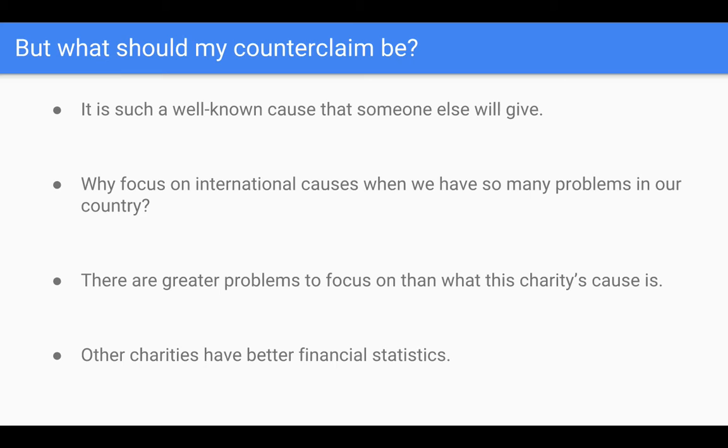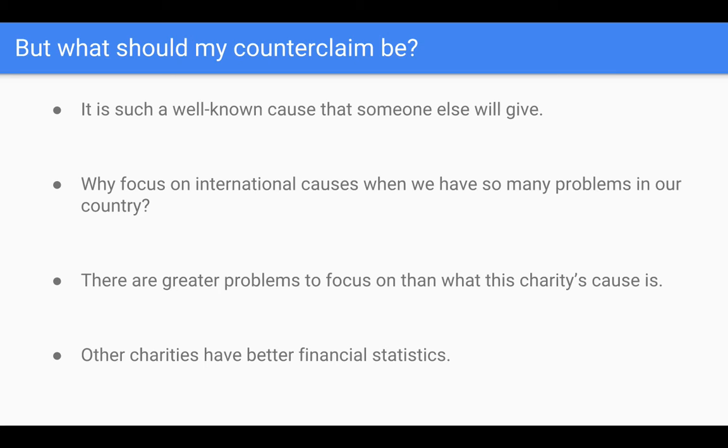Bullet point number 2. A possible counterclaim, if you have some sort of international charity, maybe it's focused on the continent of Africa or something like that. The argument usually is, why would I want to focus on an international cause when we have so many problems in our own country? And then you would need to say, well, that's true, but in reality, and then you would need to give some sort of reason that fights back.